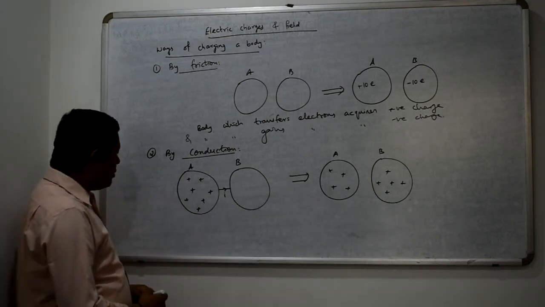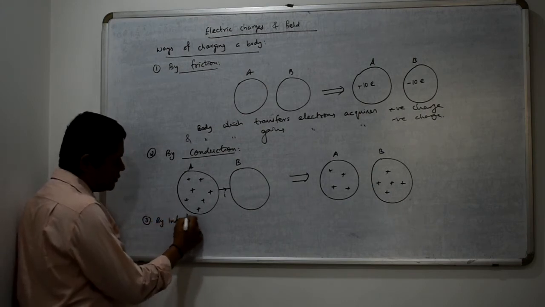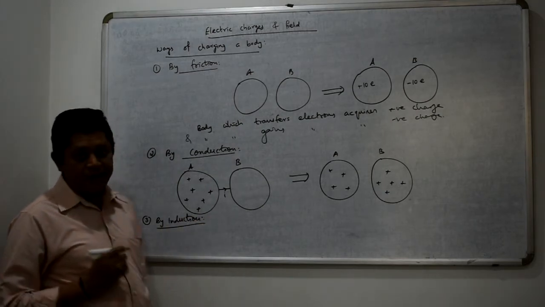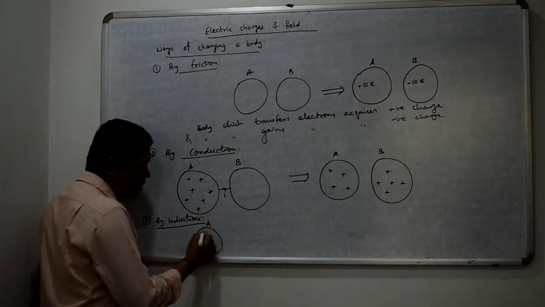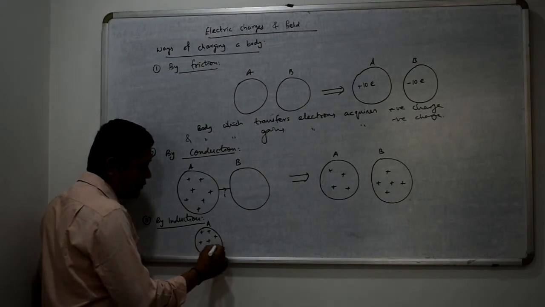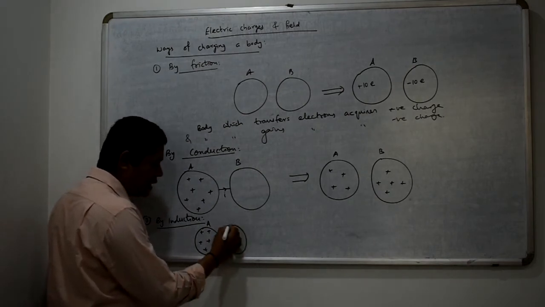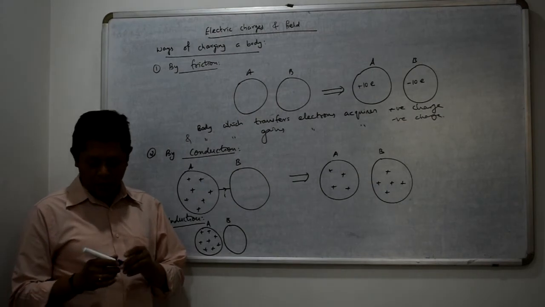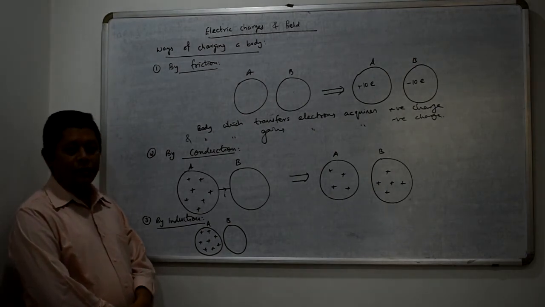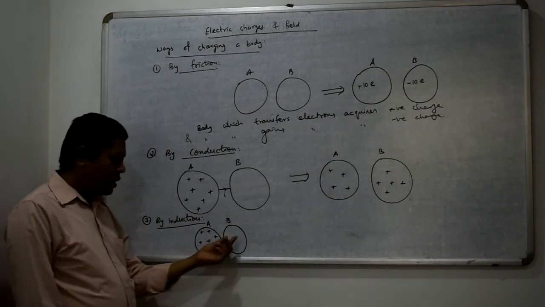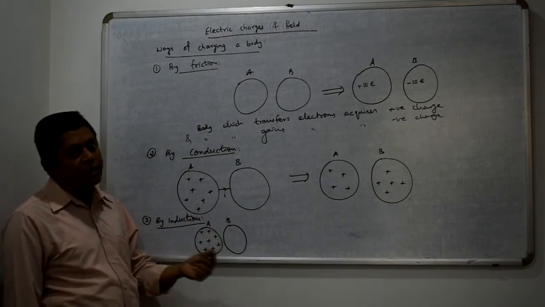Okay, one more way is induction. What is induction? Suppose this is body A, it has a certain positive charge. Near this body A, if we bring body B, which is very close to it but not in direct contact, now what will happen? Due to this electric charge, there is an electrostatic force. Like charges repel and unlike charges attract. Body B is neutral, it means that net charge is zero, but it has positive charge as well as that much negative charge.